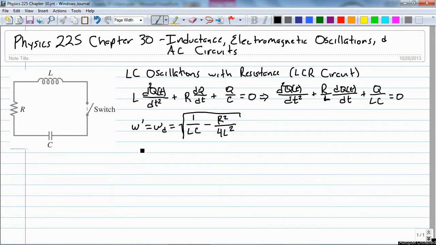And our formula for the charge is Q equals Q naught e to the negative Rt over 2L times the cosine of omega d t plus phi.